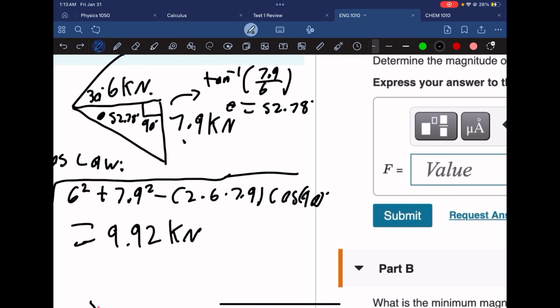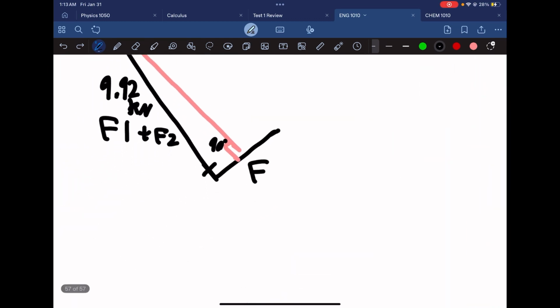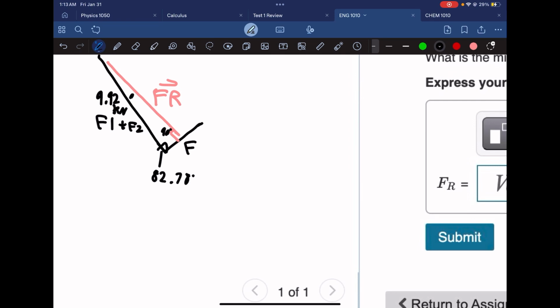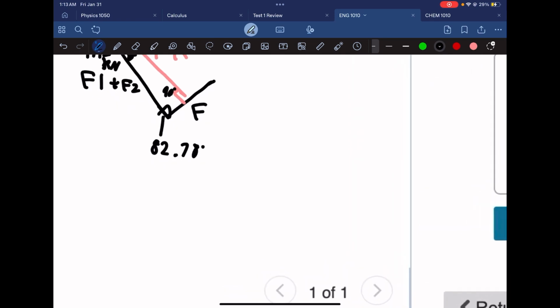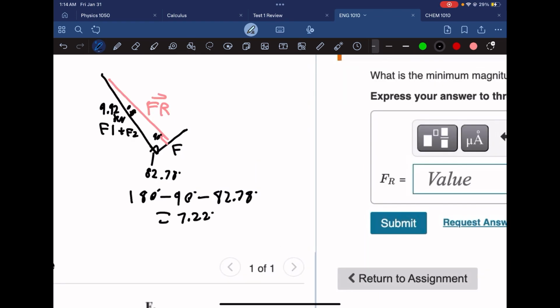And you add 30 to 52.78 degrees, and you have 82.78 degrees, which is right here. This is going to be 82.78 degrees. We'll solve for F. So, in order to find this angle here, we'll call that theta, we'll go 180 minus 90 degrees minus 82.78 degrees, which equals 7.22 degrees.